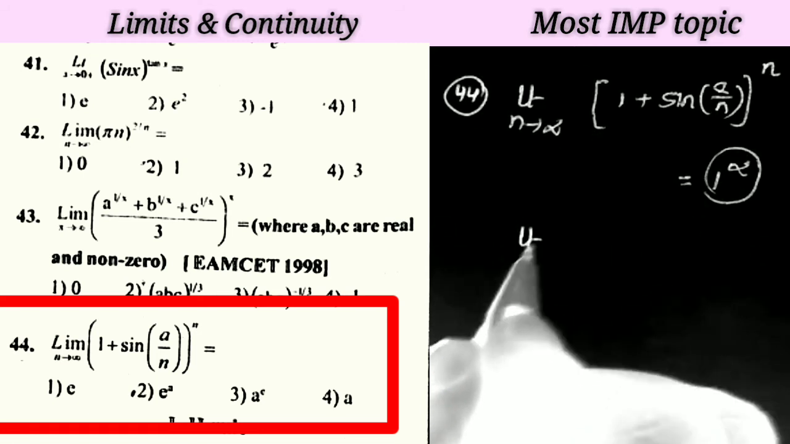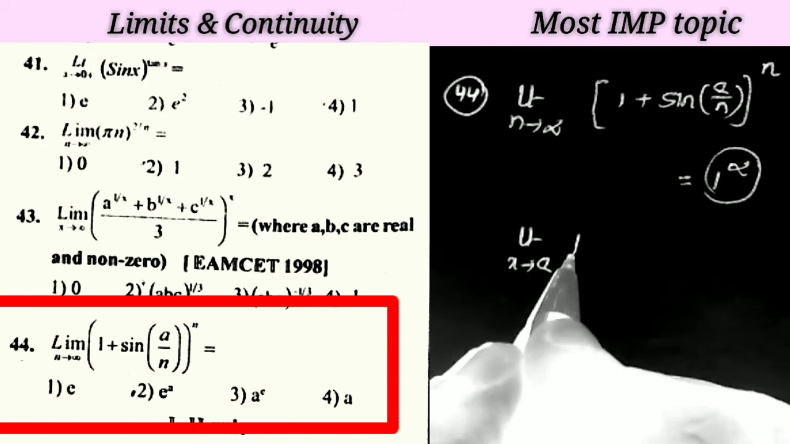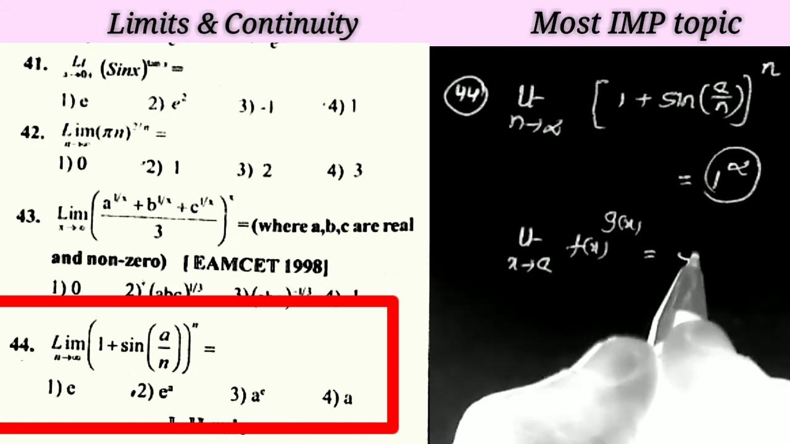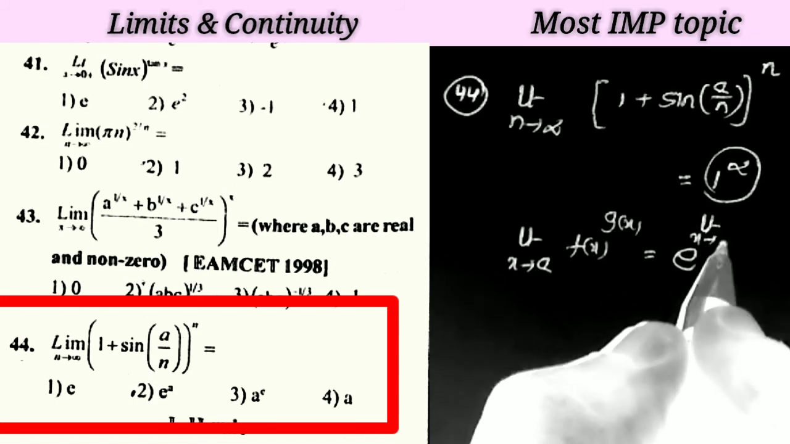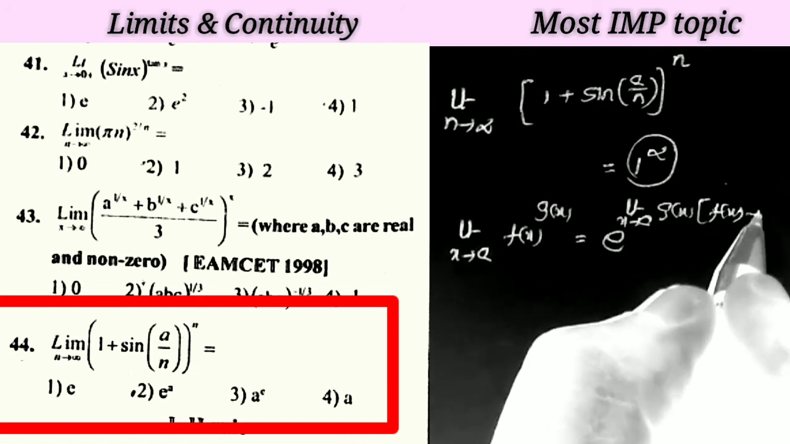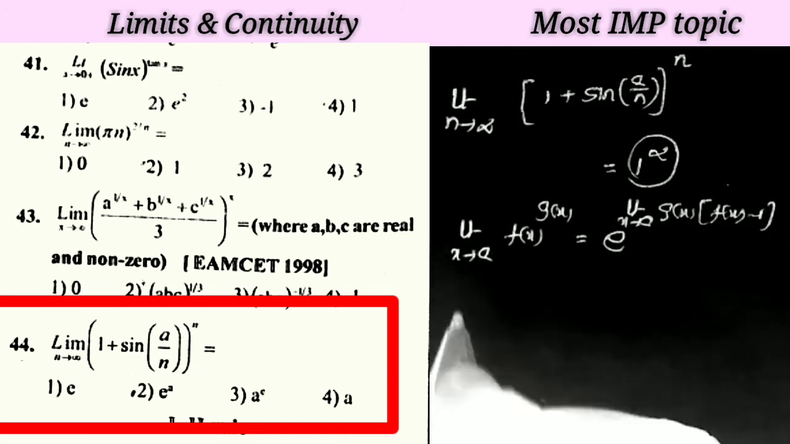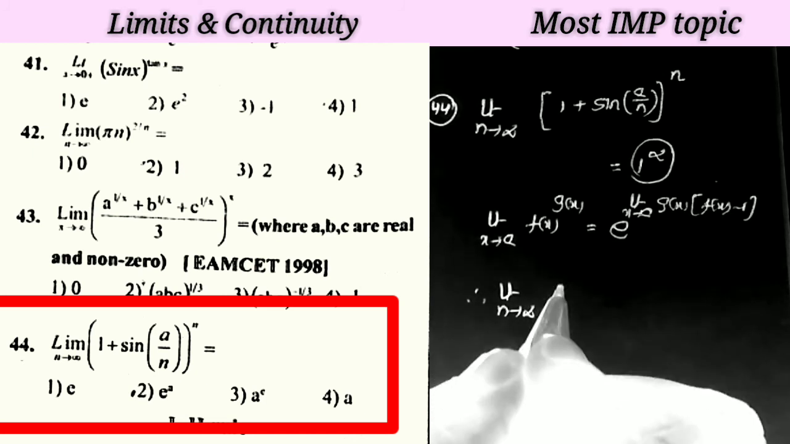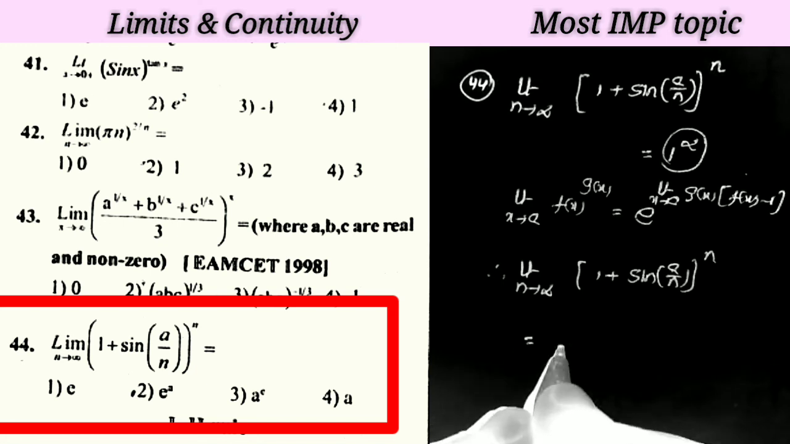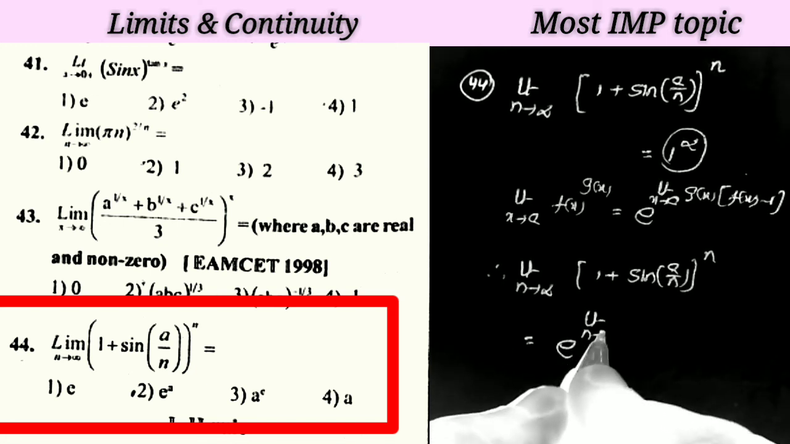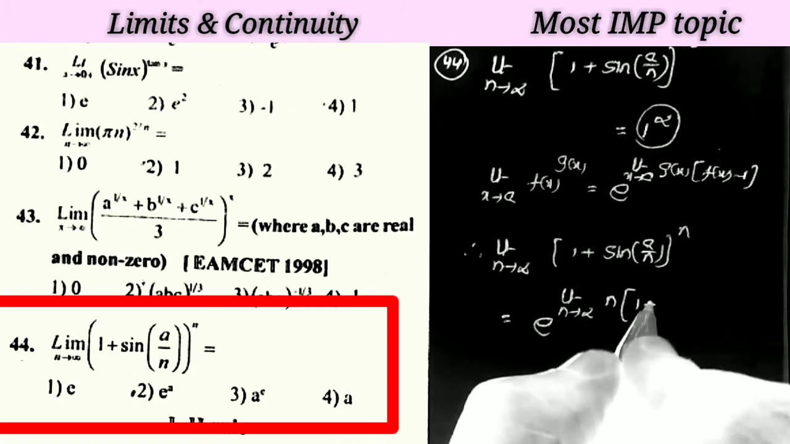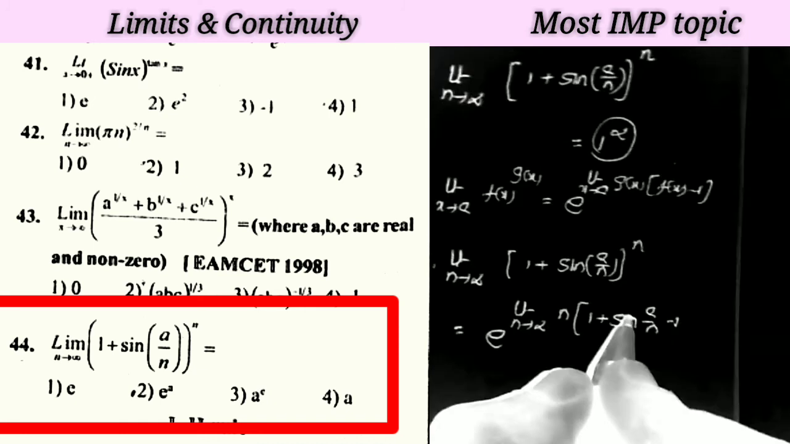Now what is the formula for this type of limit? The formula is limit x tends to a f of x power g of x is equal to e power limit x tends to a g of x into f of x minus 1. 1 power infinity means we take the formula g of x into f of x minus 1. Therefore the question is equal to limit n tends to infinity 1 plus sine of a by n power n is equal to e power limit n tends to infinity g of x. What is the g of x value? n into f of x minus 1, that is, 1 plus sine of a by n minus 1.